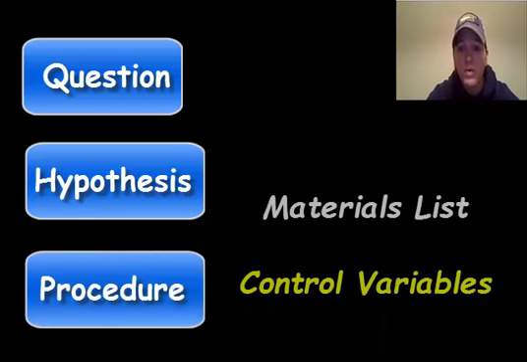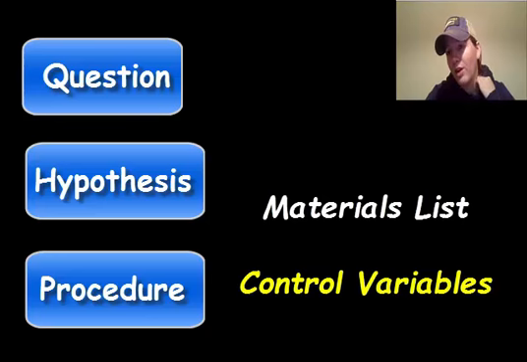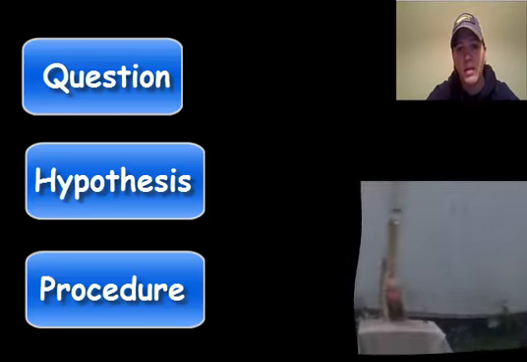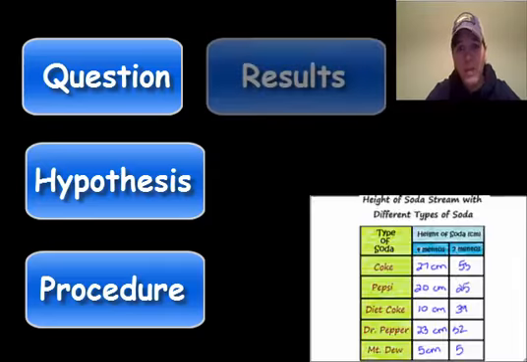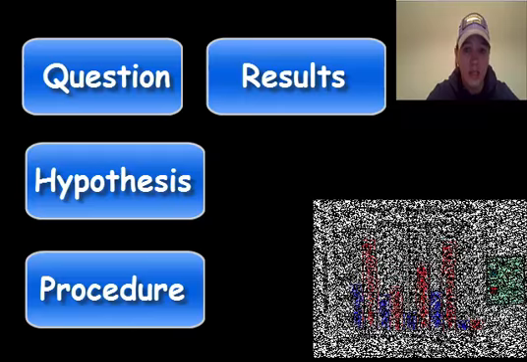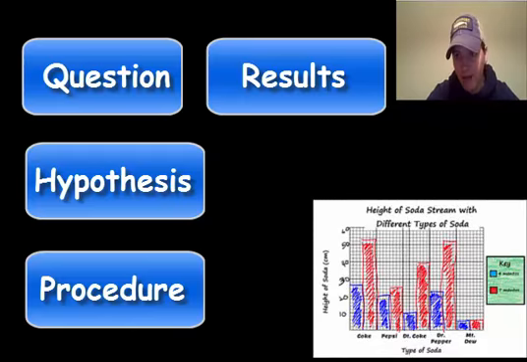From there, we wrote a procedure. Make sure to include in your procedure your materials list and your control variables. Remember, the only two things that are changing are your independent and dependent variable in the experiment. And we got to do the experiment. From doing the experiment, we gathered results, and we organized those results into a data table and into a graph.